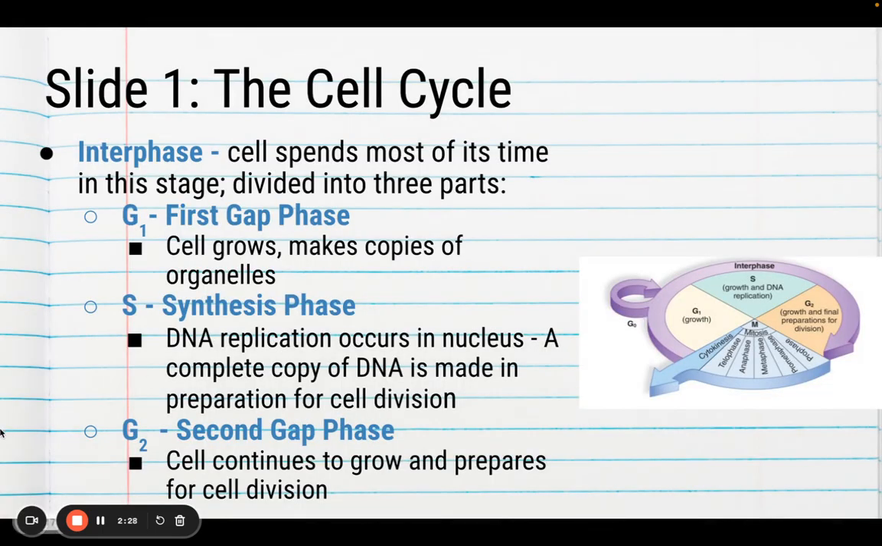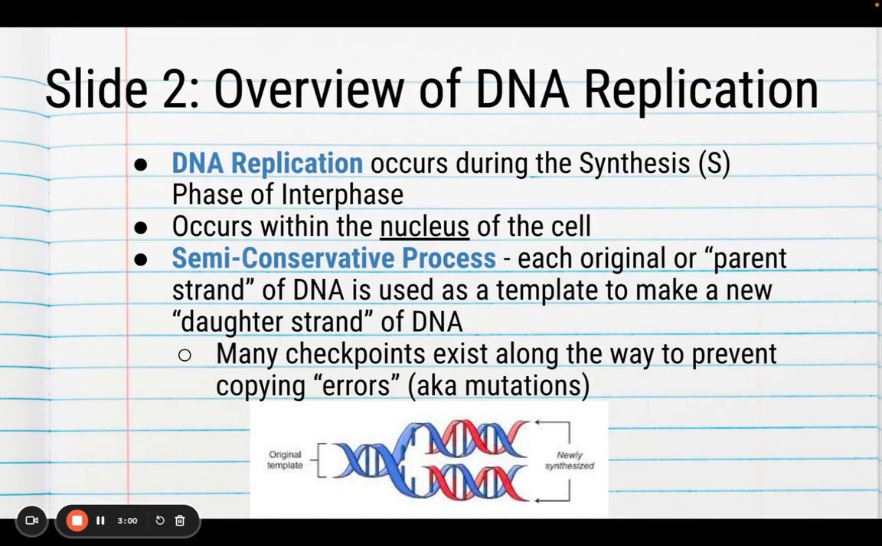So in this slide, just reviewing the 3 parts of interphase, this is where the cell spends most of its life, and it's broken down into these 3 parts as you see here. The first gap phase, the synthesis phase, and the second gap phase. The first gap is when the cell grows and it makes copies of organelles. The synthesis phase is when DNA replicates, which is an important process that we'll talk about in this section of notes. And then finally, after replication is complete, the cell continues to grow and prepares for division in the second gap phase.